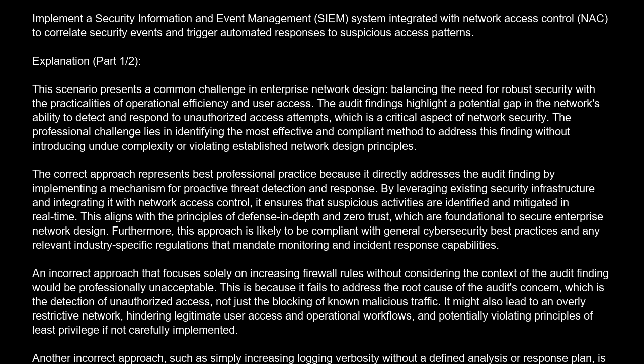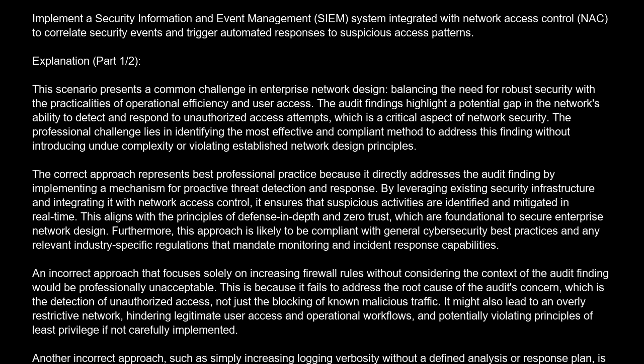Explanation. This scenario presents a common challenge in enterprise network design, balancing the need for robust security with the practicalities of operational efficiency and user access. The audit findings highlight a potential gap in the network's ability to detect and respond to unauthorized access attempts, which is a critical aspect of network security. The professional challenge lies in identifying the most effective and compliant method to address this finding, without introducing undue complexity or violating established network design principles.